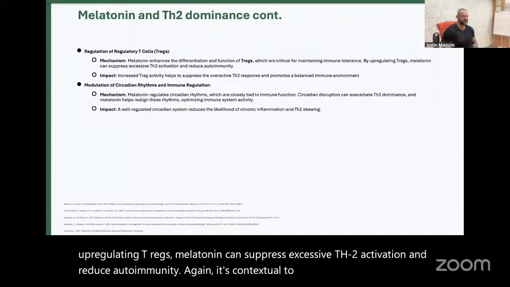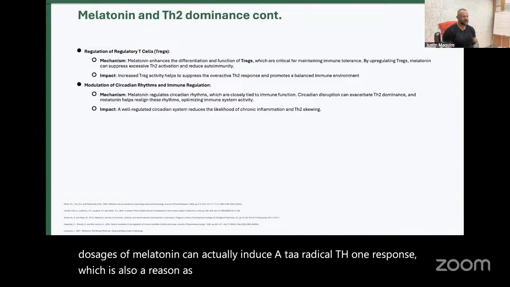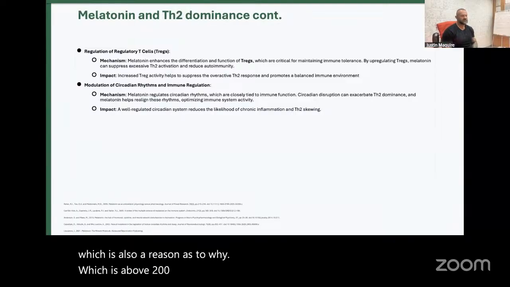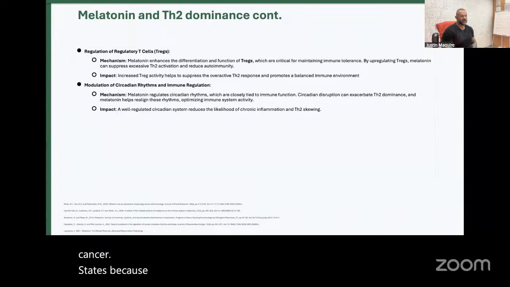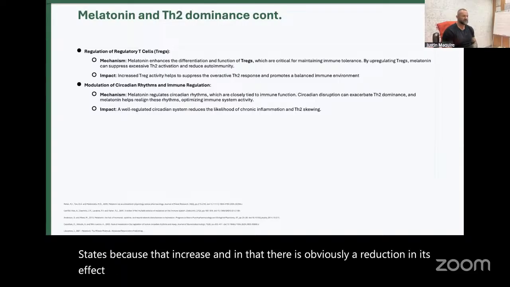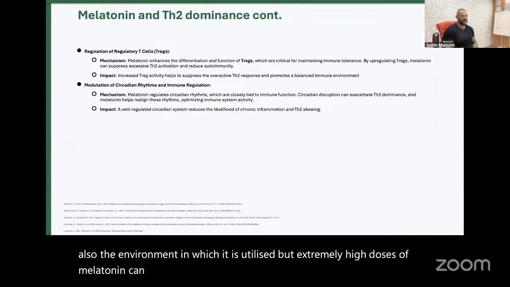Very high dosages of melatonin can actually induce a radical Th1 response, which is also a reason as to why dosages above 200 milligrams and more are used in certain tumor cell cancer states, because of that increase, and in that, there is obviously a reduction in its effect on Tregs in a particular scenario. So it's contextual to the dose and also the environment in which it is utilized, but extremely high doses of melatonin can most certainly improve upon Th1 mediated cytotoxic outcomes, particularly in cancer patients.